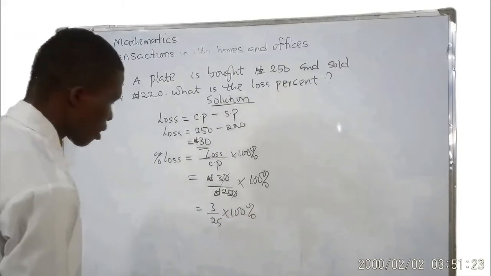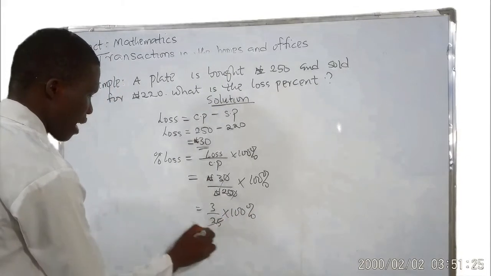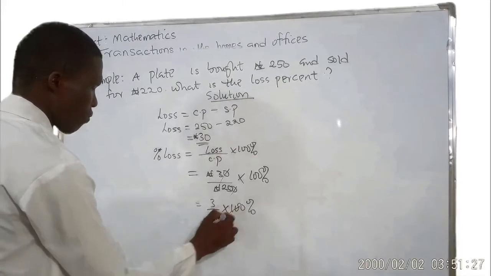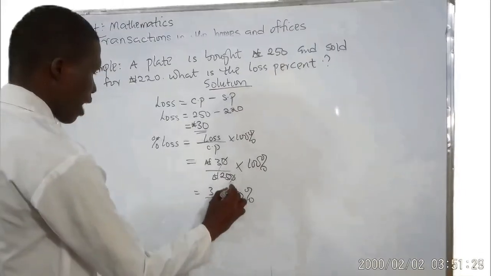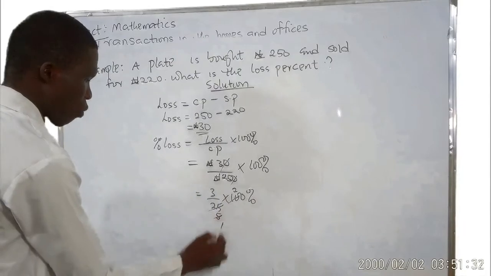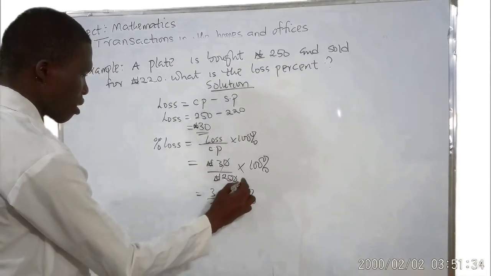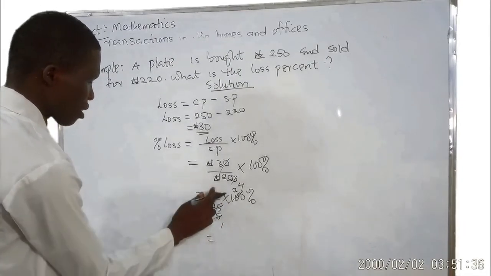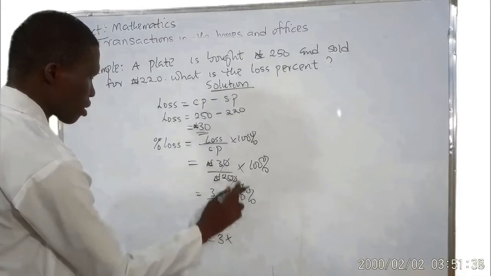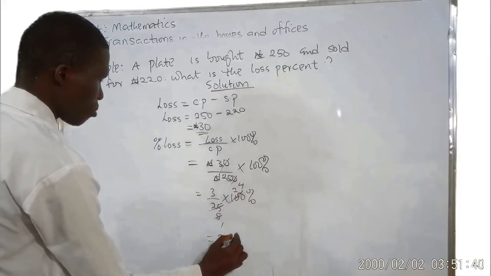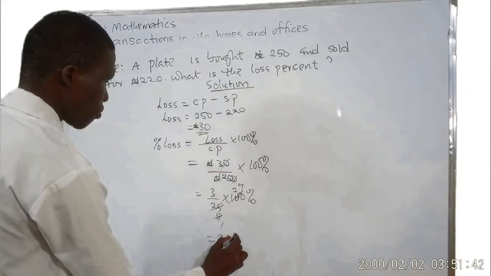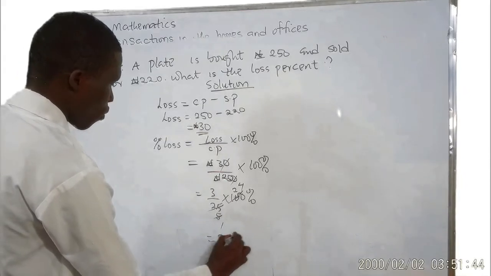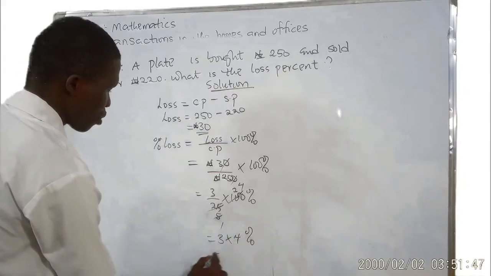So we can still cut. 5 here, we have 5. 5 in 10, we have 20. 5 here, 1. 5 in 20, 4. So we are left with 3 times 4%. This will give us 12%.